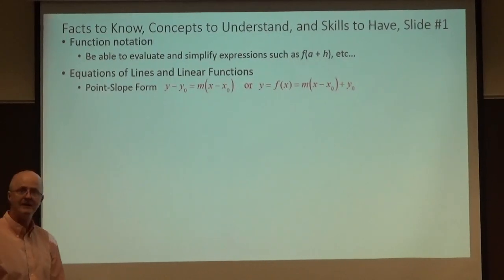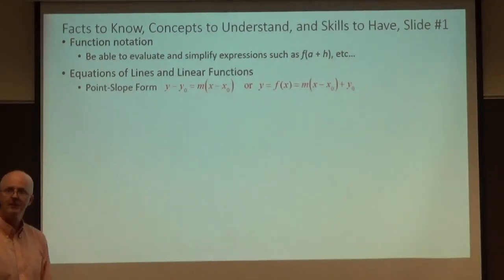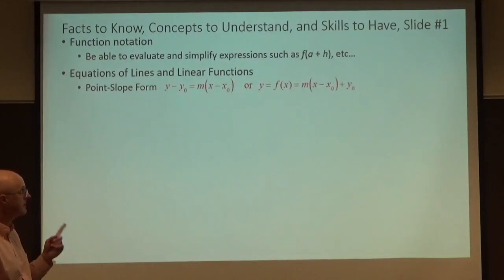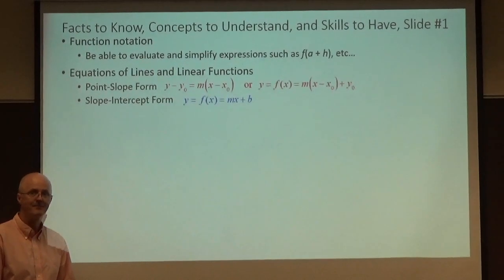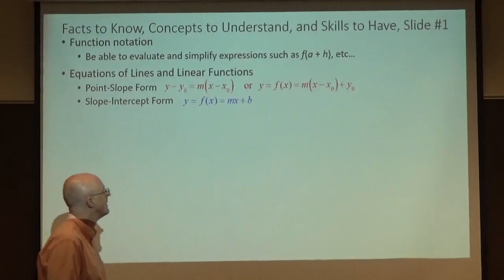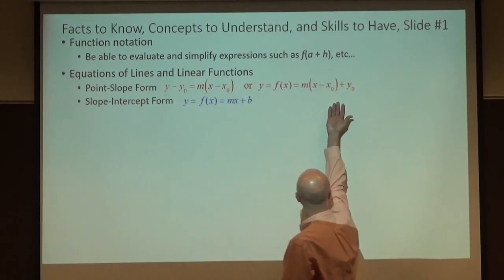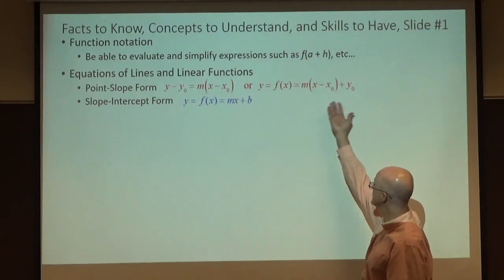So if I give you a point and a slope, you should be able to find the point slope form of the line, or you should be able to solve for y and get it in the slope intercept form, like that. Which means if you've got it like this, then you've got to multiply the m through the parentheses and simplify.